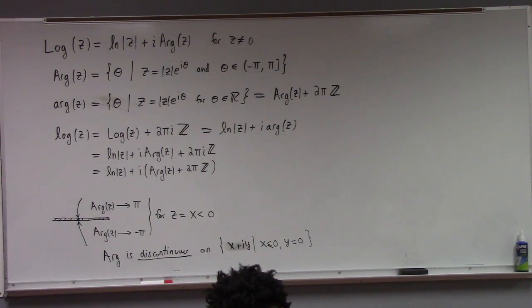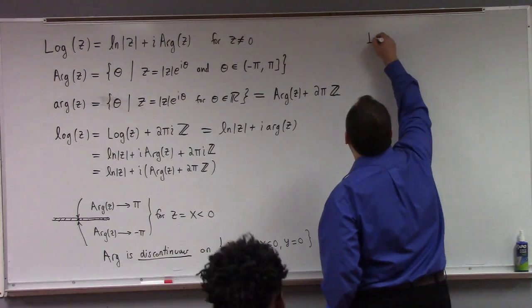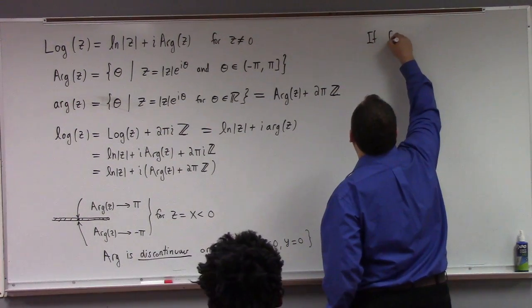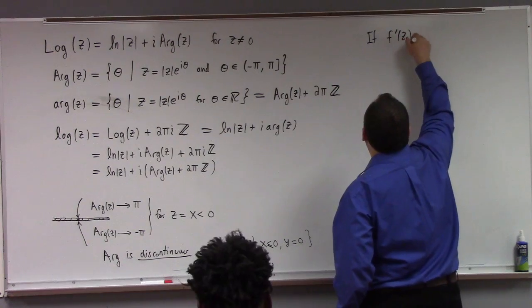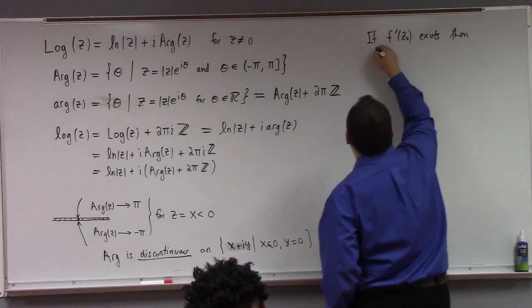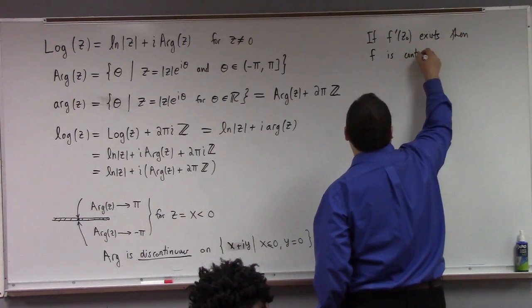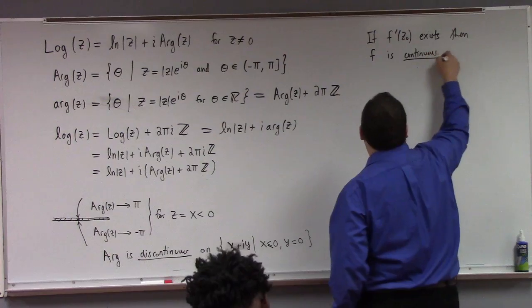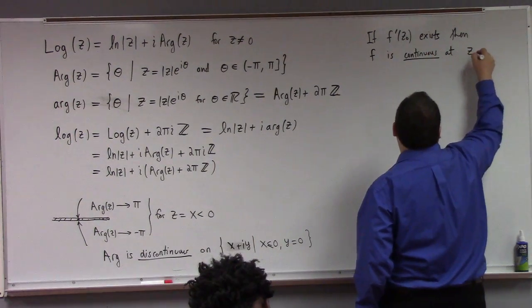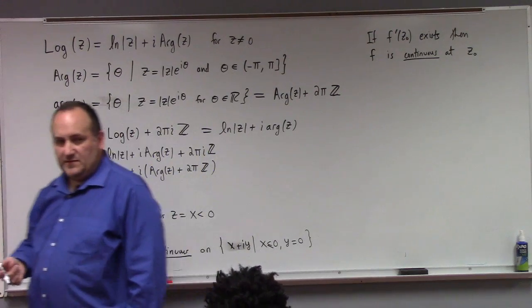Anyway, so my point is arg is discontinuous. And one of the theorems that you proved in last homework was what? If f prime of z naught exists, right, then f is what? It is continuous at z naught, right? So what does this mean about the argument function?